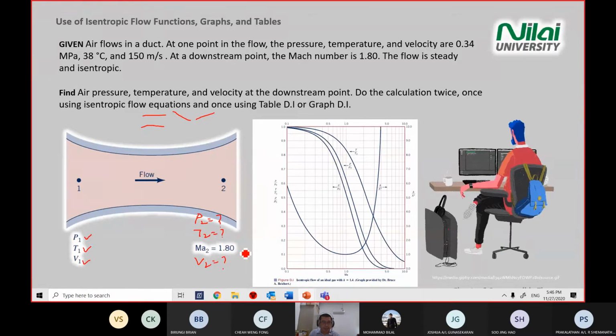Mach number is given here. So how to find P2, T2, V2? This is what the question is trying to ask you. What is the strategy? You can use table D1 or graph D1. Graph D1 is this one. I will show you how to use this one in another example, not this example.